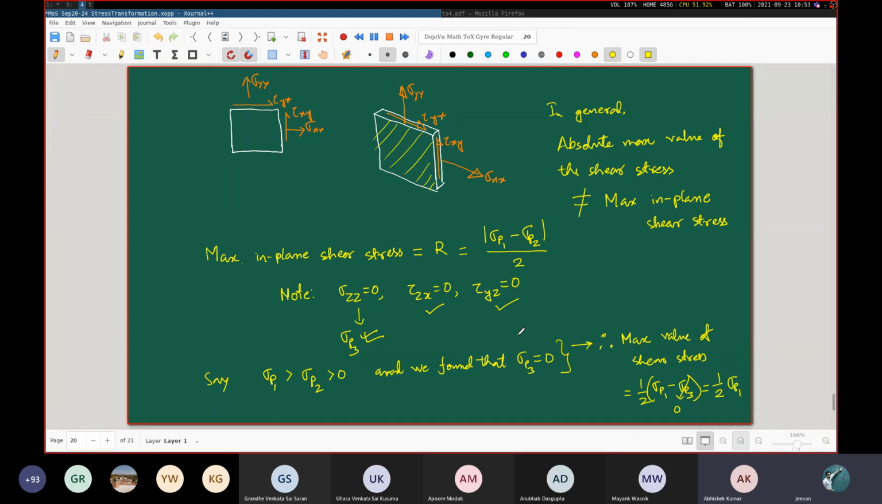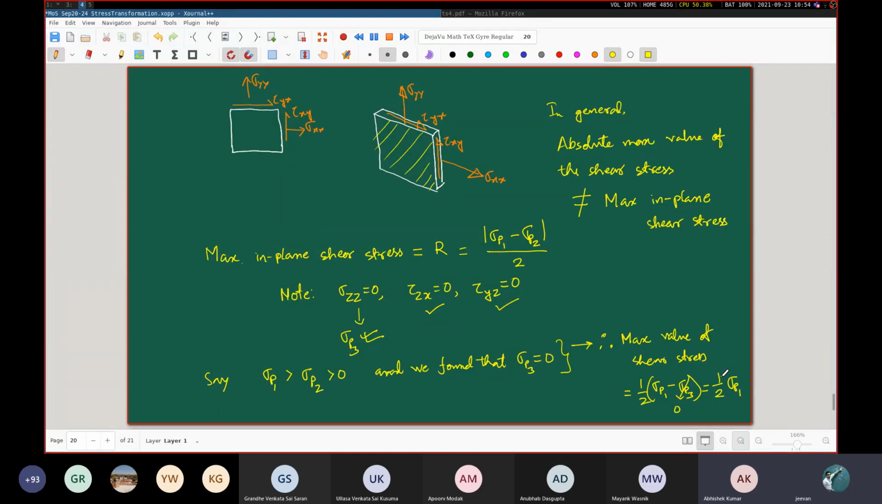What will be the other value of the maximum in-plane shear stress that we have not talked about till now? One of them we have found out, half of sigma P1. One we have already talked about, which is this radius r, corresponding to the plane which is parallel to the xy plane. What is the third one? Sigma 2 by 2. Yes, the third maximum in-plane shear stress will be sigma P2 minus sigma P3 by 2, that is basically half of sigma P2. So you have three different choices of the maximum in-plane shear stress. Out of that, this is the absolute maximum value.